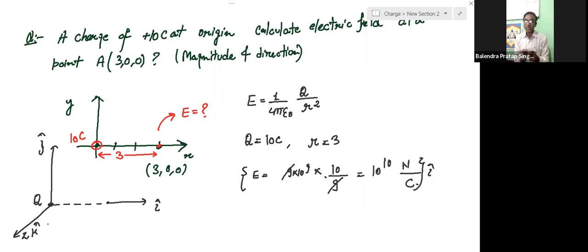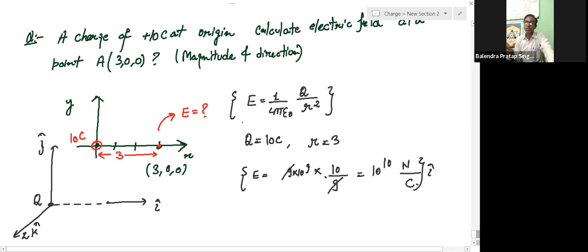Now tell me, Maziha, is it clear for you? Because you messaged me that you didn't get it. So here, we first calculate the electric field, and to calculate it we use this formula, E is equal to 1 over 4 pi epsilon naught Q by R squared, and everything is given here. We put the value of Q as 10 Coulomb, the value of R as 3 units, and after that we get the answer. For direction we take i cap, because the field is along the x axis: 10 raised to the power 10 Newton per Coulomb i cap. So this is all about our electric field due to a point charge.